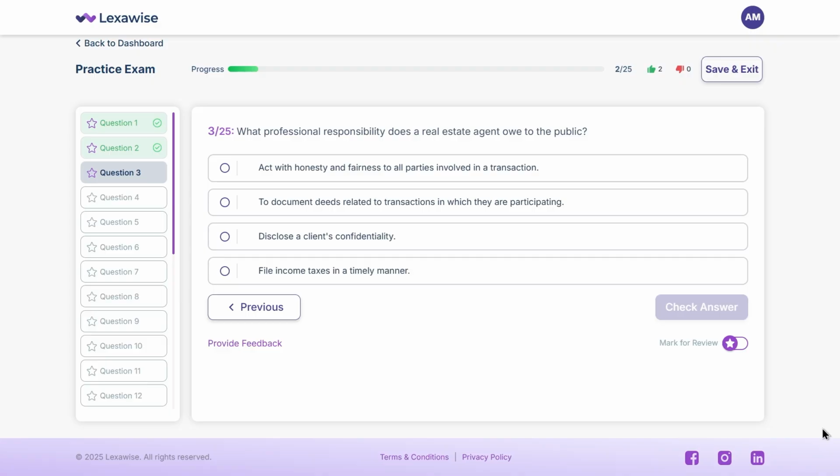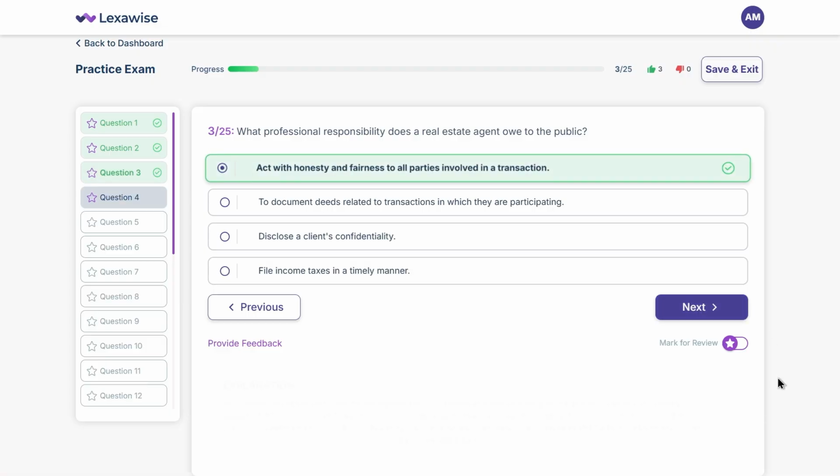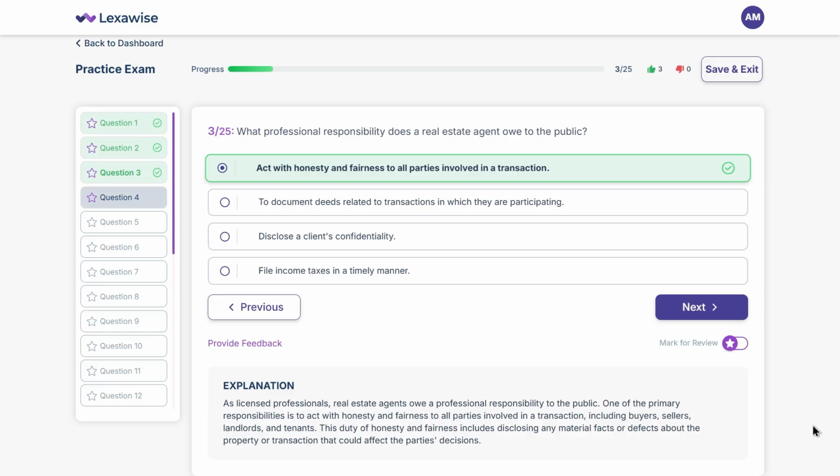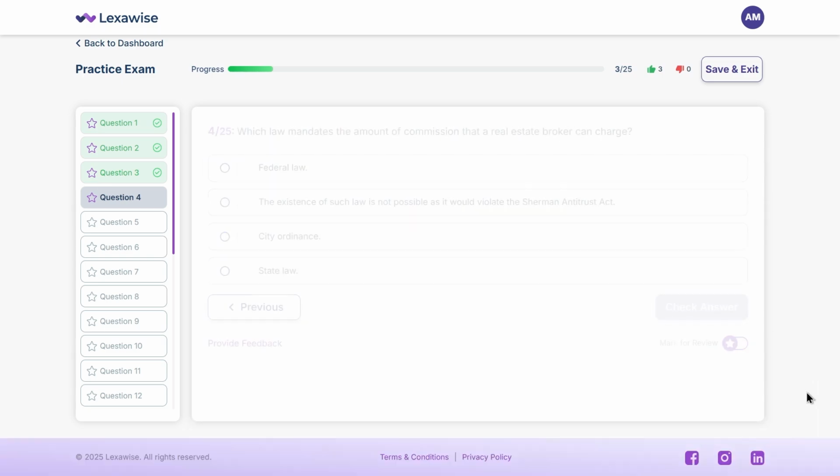The correct answer is A. Agents are legally and ethically required to treat all parties fairly and honestly, including buyers, sellers, landlords, and tenants. Let's see the following question.